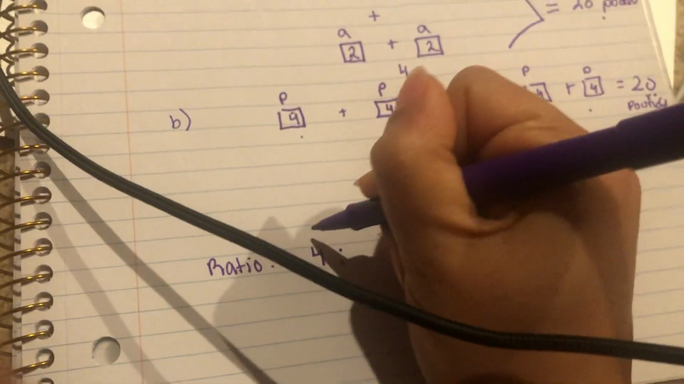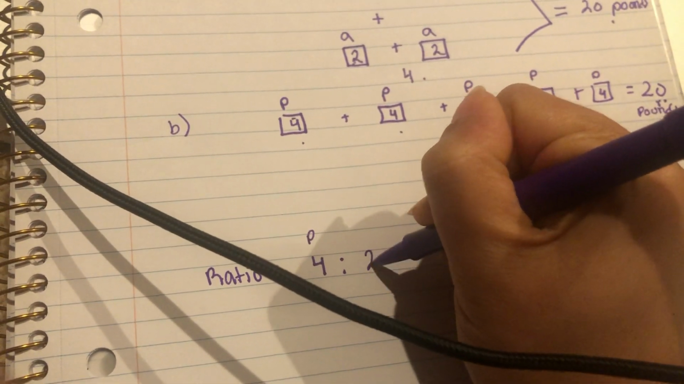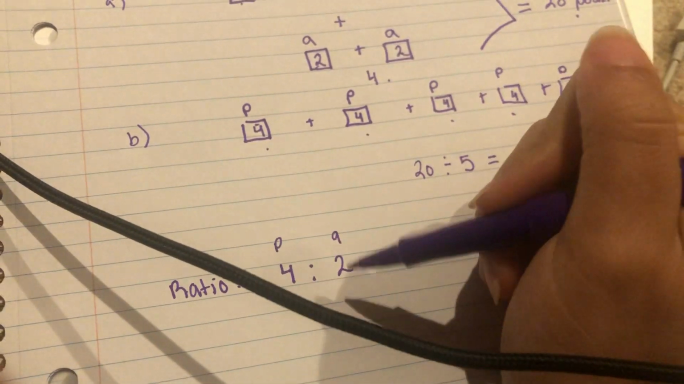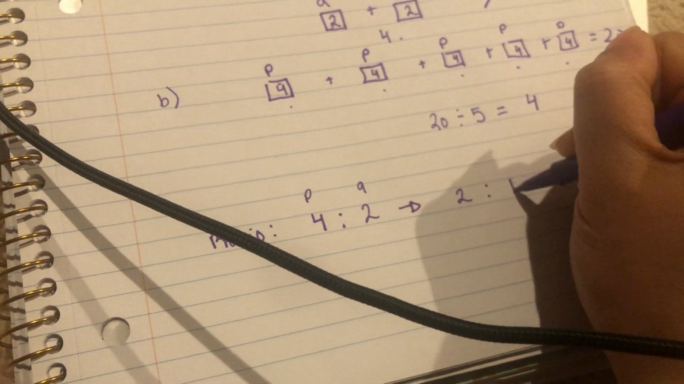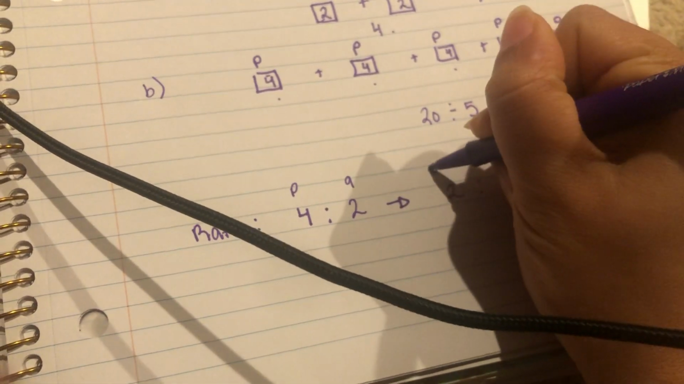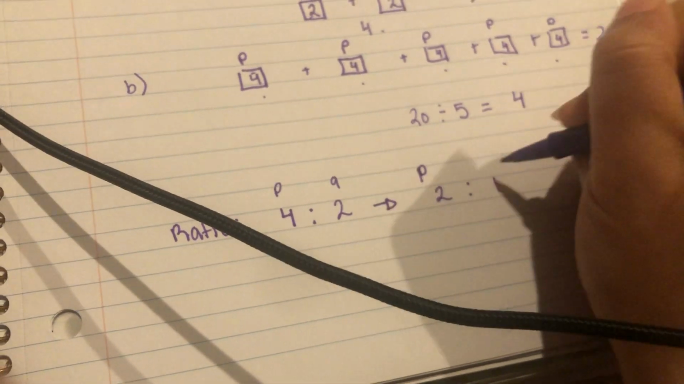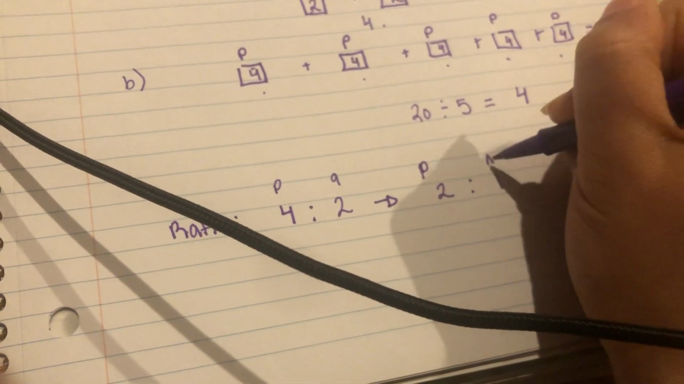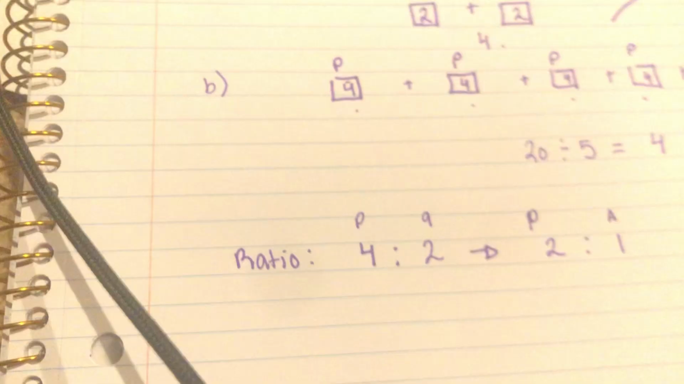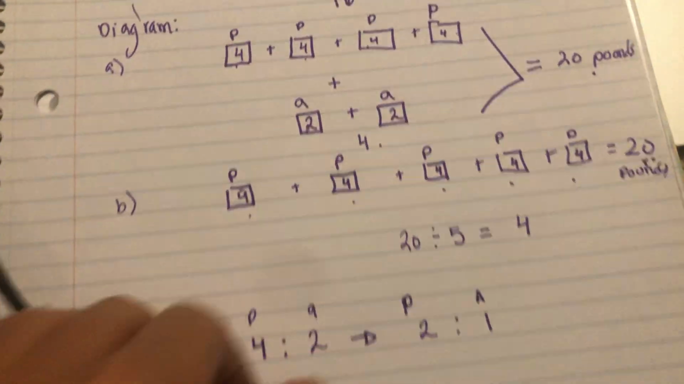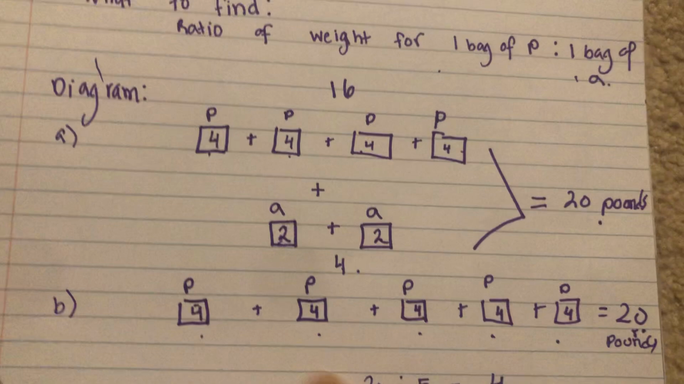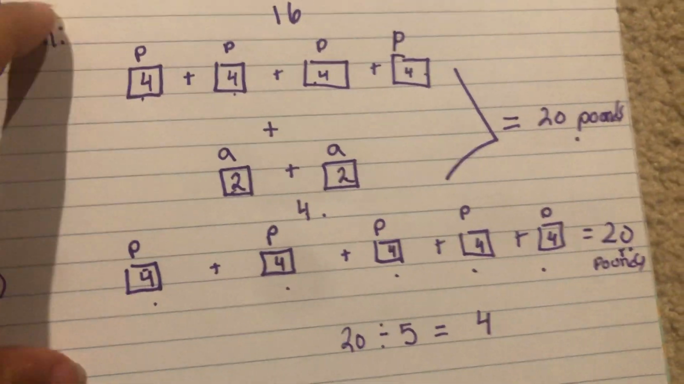So this would be 4 for persimmons to 2 for apples. And 4 to 2 could be simplified to 2 to 1. So 2 pounds for a bag of persimmons to 1 pound for a bag of apples, because we could simplify 4 over 2, which equals 2 over 1. And that is how you solve this problem. So what's really important is you write down what you know, and then we draw a diagram in order to find the weight of each bag.